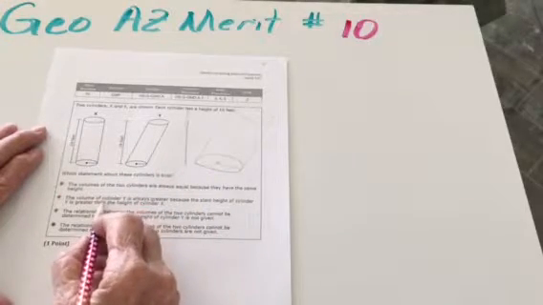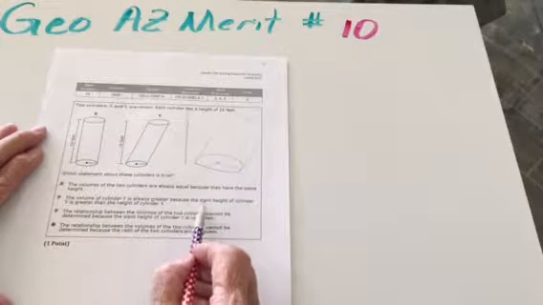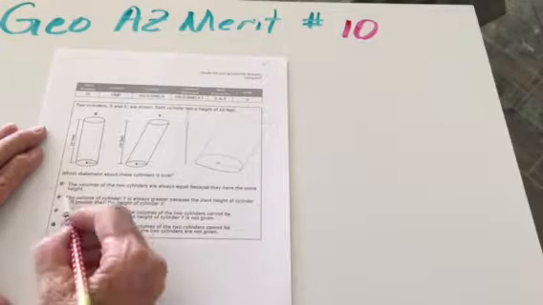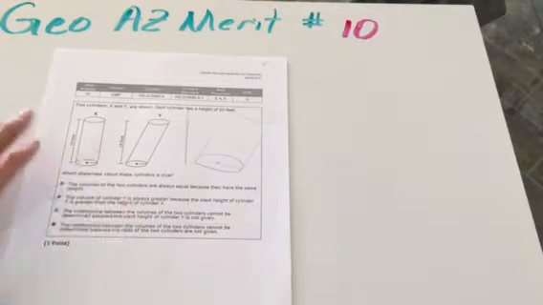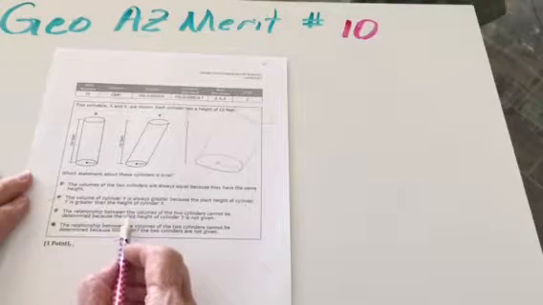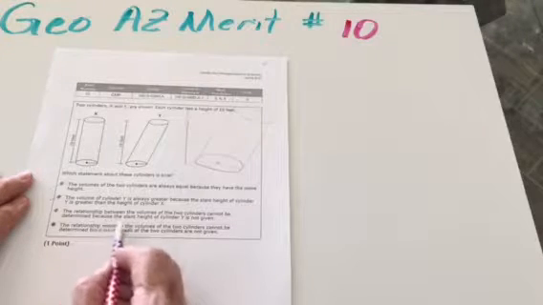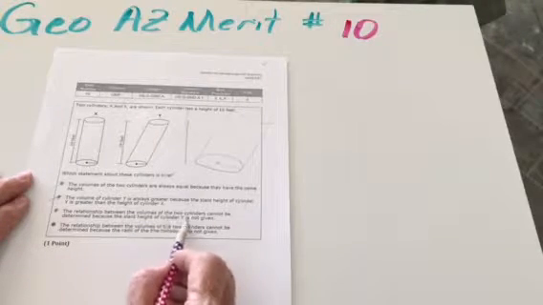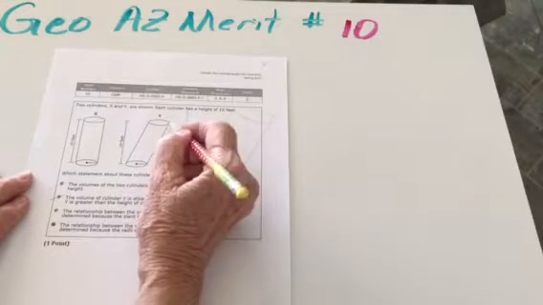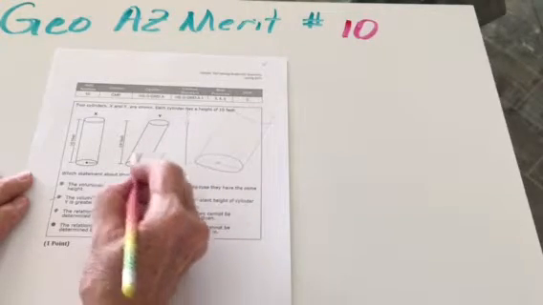All right, number two, the volume of cylinder Y is always greater because the slant height of cylinder Y is greater than the height of cylinder X. No, but if you don't know that these two things could be the same, you wouldn't know that. Number three, the relationship between the volumes of the two cylinders cannot be determined because the slant height of cylinder Y is not given. No, you don't need to know the slant height to find the volume of the cylinder. All you need is the base times the height.